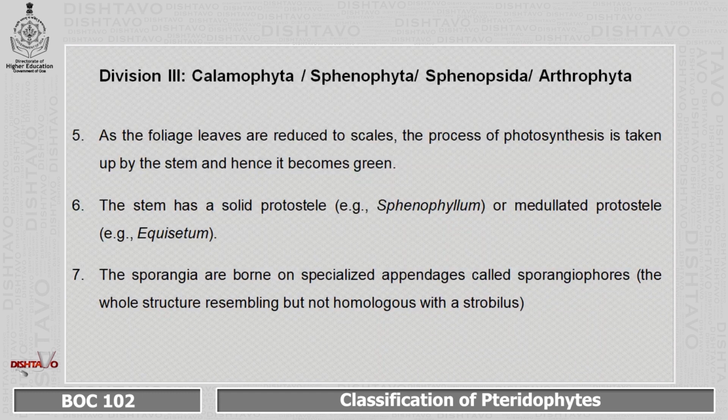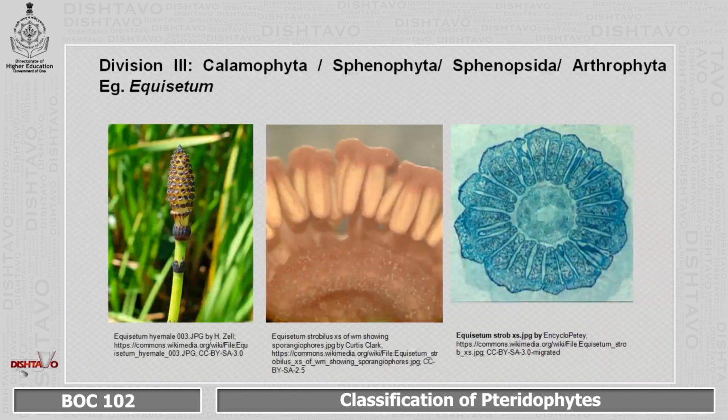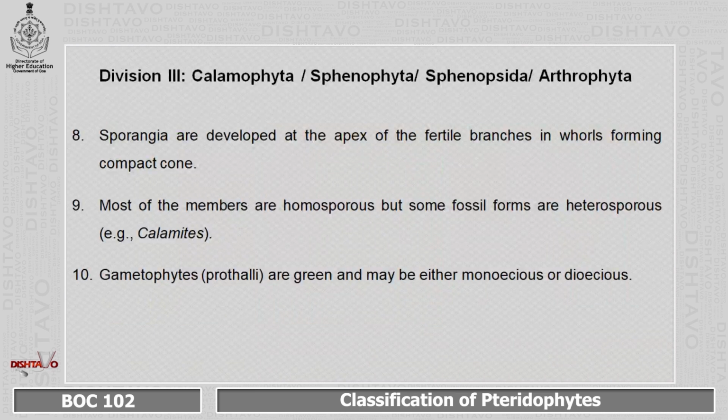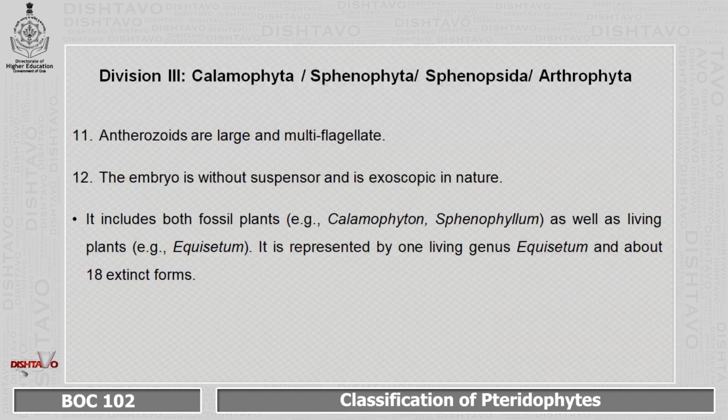The sporangia are borne in specialized appendages called sporangiophores. Seen in the picture here are the sporangia of Equisetum, which are a little different compared to those of the other groups. Sporangia develop at the apex of the fertile branches in whorls, which form a compact cone. The members are usually homosporous except for a fossil form which is heterosporous, that is Calamites. Gametophytes, that is the prothalli, are green in color and may be monoecious or dioecious. Antherozoids are large and multiflagellated. The embryo is without a suspensor and exoscopic in nature.